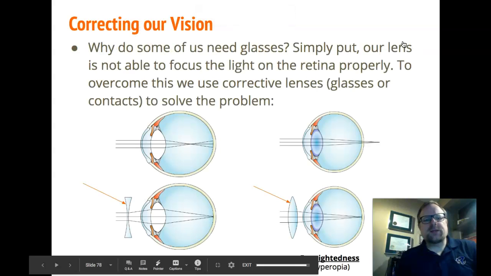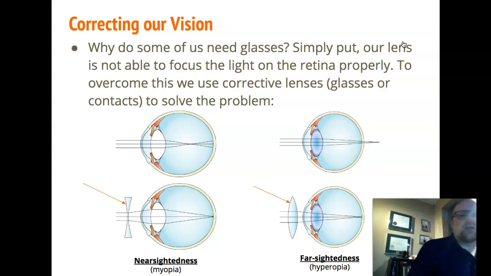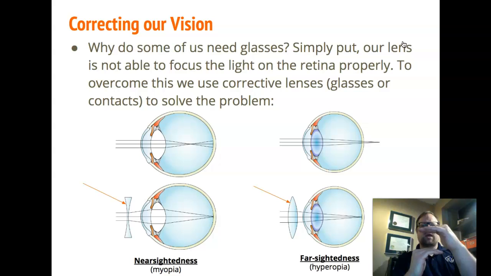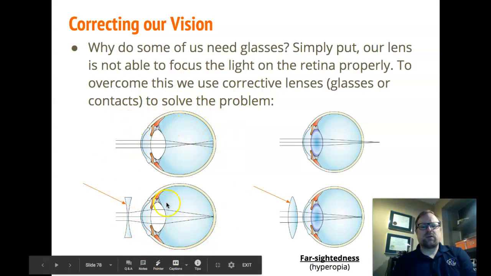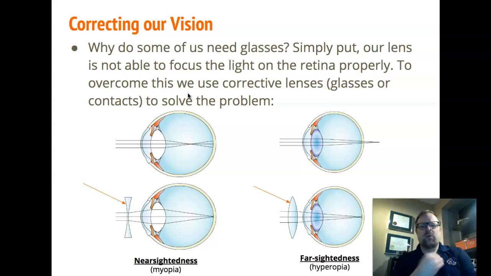What we're moving on to next then is correcting our vision, and talking just a little bit about why some of us might need glasses and some of us might not. Simply put, our lens basically is not able to focus light properly on the retina, usually because our eyes have been squished this way or they've been squished this way. And I'm simplifying. So what we have here is what somebody with nearsightedness, which is what I have, would be experiencing, where our eyeball has been squished this way.